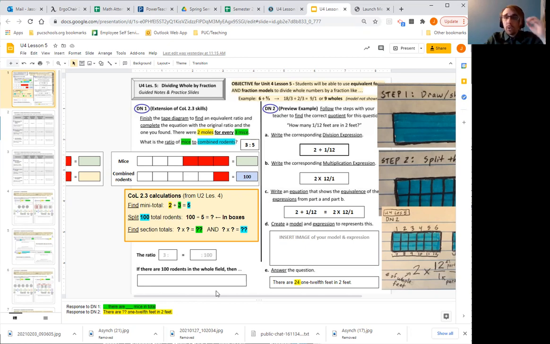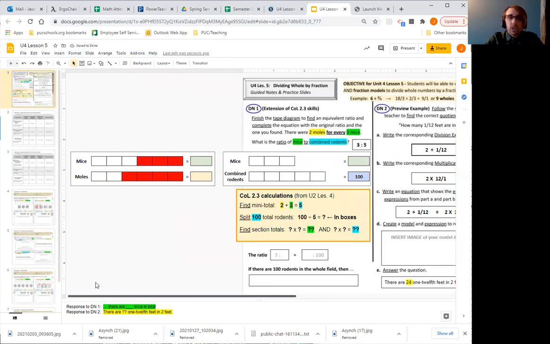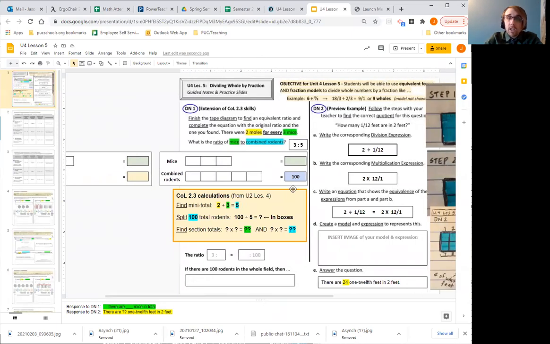combined rodents, so 3 boxes to 5 boxes, in which case you would need to delete these red boxes that I marked red on mine, so that it shows 3 to 5. Or you can do mice to moles, in which case you need to delete 3 boxes for mice and 4 for moles, so that the ratio shows 3 to 2, which is what the numbers were in the original story problem. The next thing is we need to divide the 100 by the 5 boxes of rodents.